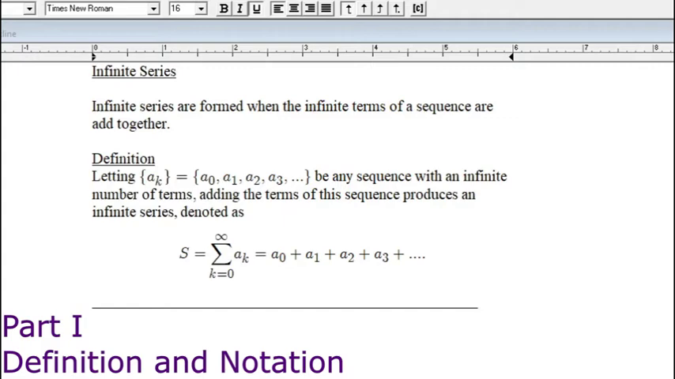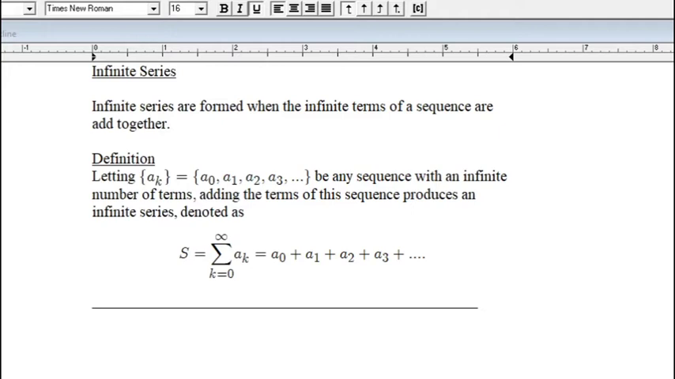To begin with, infinite series are formed when we take the infinite terms of a sequence and add them together, right? We see here in the definition, letting sequence a sub k equal the sequence of arguments starting at 0 and heading up to infinity with the values of their index. Letting a sequence a sub k be any sequence with an infinite number of terms, adding the terms of the sequence produces an infinite series.